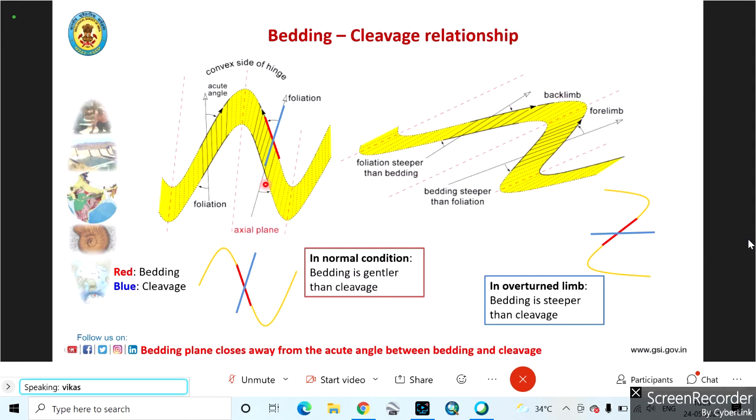So in the field, if you are there and you are able to identify the angle between them, you have to fix where this acute angle is. Like that, you can define, if I'm going in a certain direction, which type of fold closure I will get, whether it is synformal or antiformal.